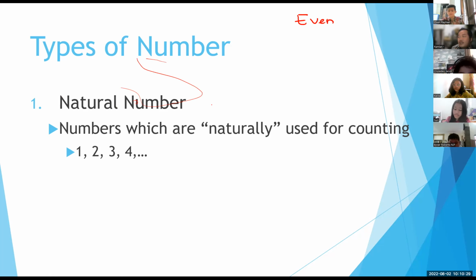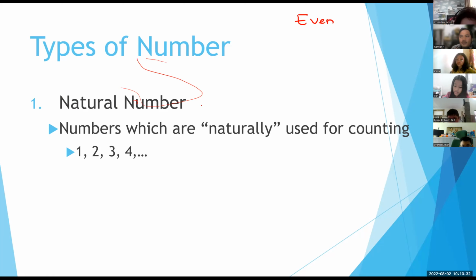Actually, in bahasa Indonesia, when you learn in primary school, I believe that in grade 6, most of the lesson is in bahasa Indonesia. Because you're preparing for the ujian, the examination, you learn a couple of types of number. This is the first type of number that I'm going to show you, which is natural number. In bahasa Indonesia, we call it bilangan asli.